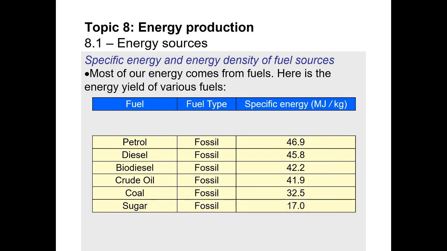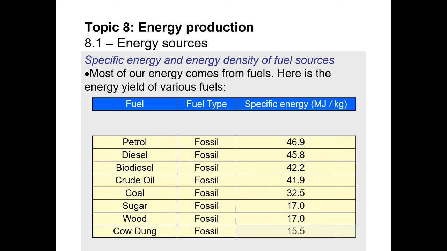And you compare that to sugar. If you double sugar, you have just as much, actually more, energy output compared to coal. Okay, wood. Wood's about the same as sugar. Cow dung, 15.5, and household waste, 10. So you can see at the top of this list, we have gasoline and diesel. They're producing quite a bit of energy per unit kilogram.